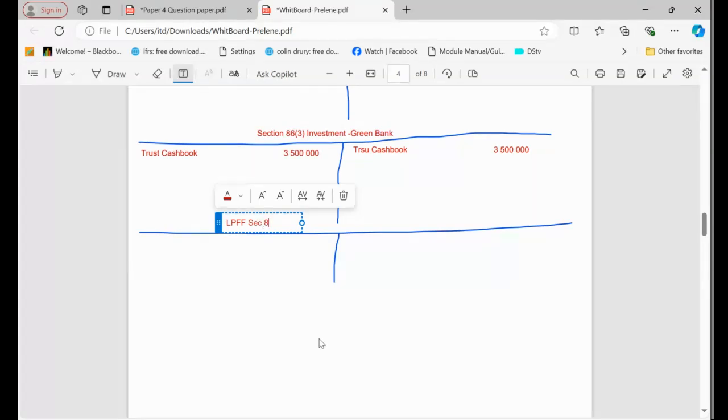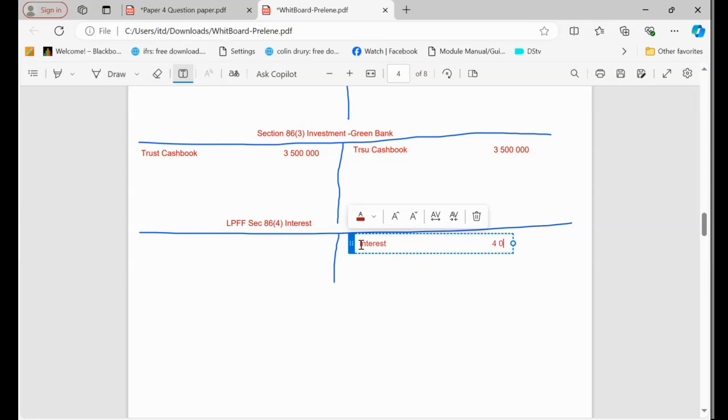Section 86, subsection 4 first. I'm going to deal with them like this. I don't want to combine them. Okay. So firstly, I got the interest here. How much is the interest? I'll put it here because interest is owed to LP. 4,000. That interest, 4,000. I'm going to put it here as 4,000.